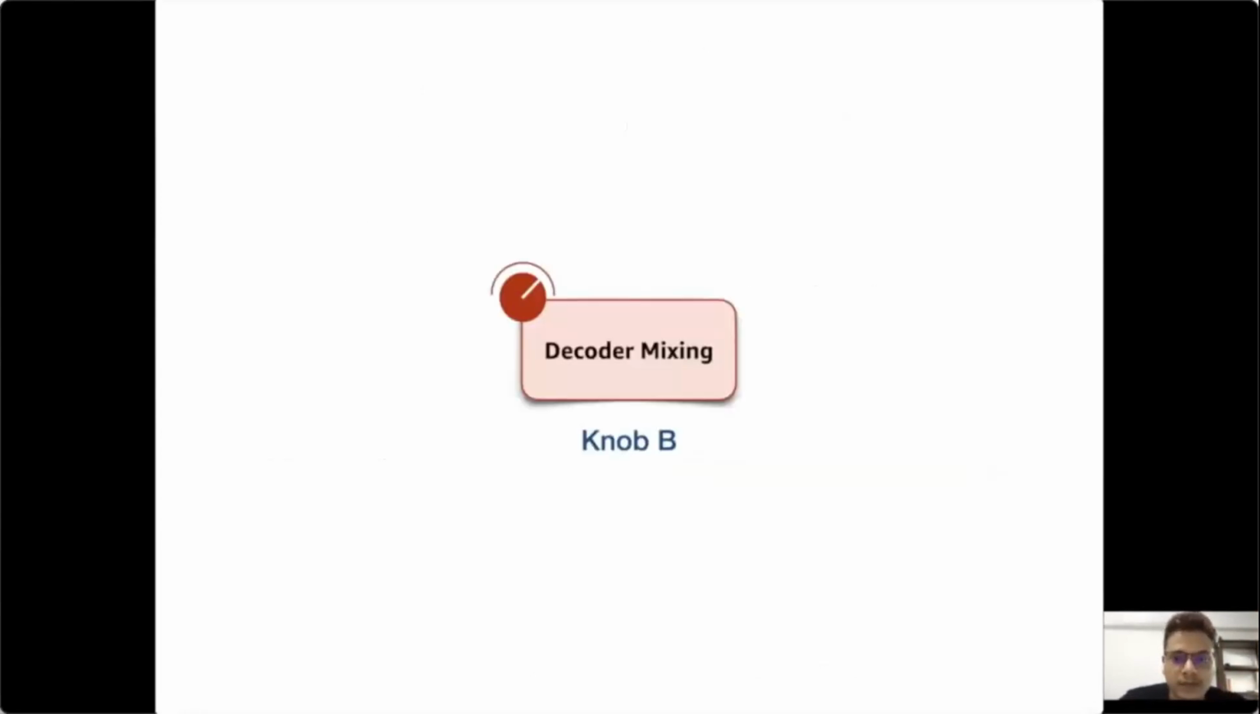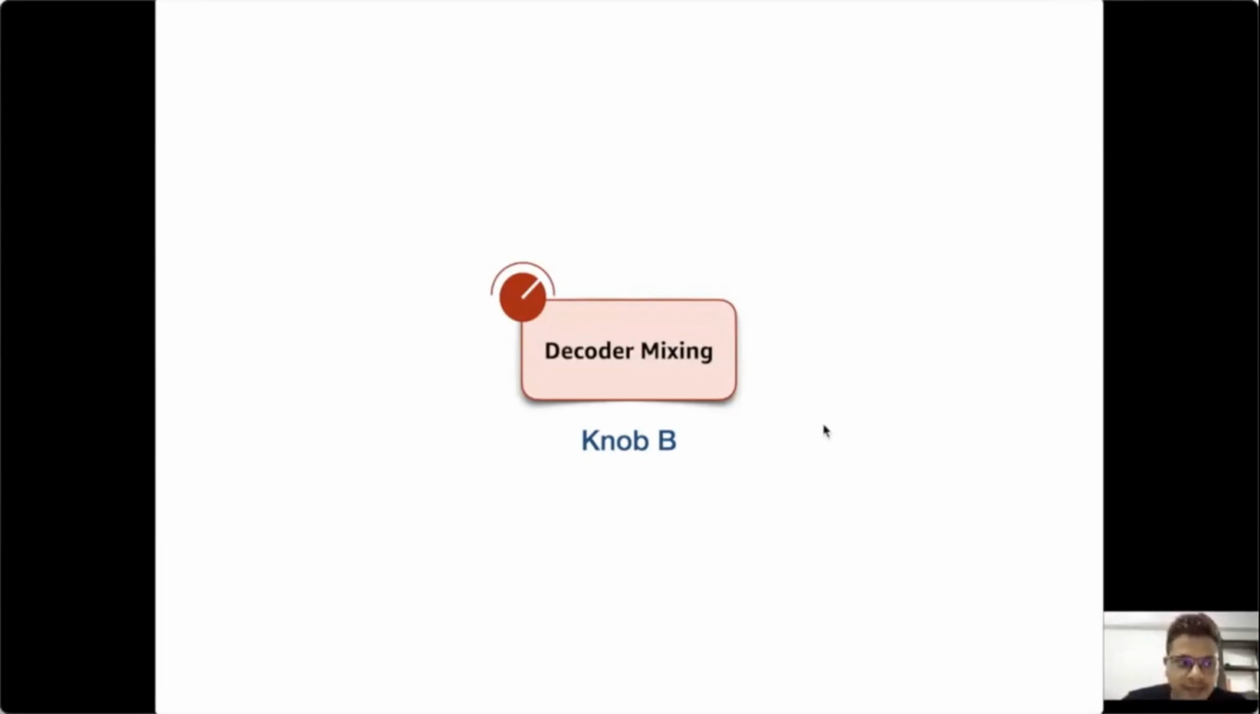Coming to the next knob, it's the decoder mixing knob. And the key idea here is that decoders basically can be trained to have different skills. Like there can be a decoder for summarization, there can be a decoder for response generation. And even the pre-trained decoder has some skill, that of reconstruction, because the encoder-decoder model is sort of trained like an autoencoder or a denoising autoencoder model.